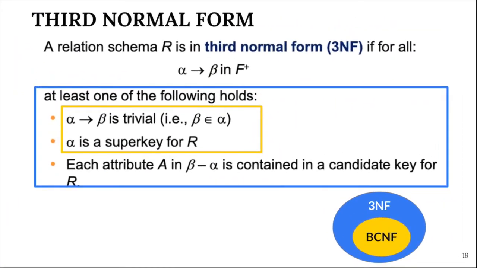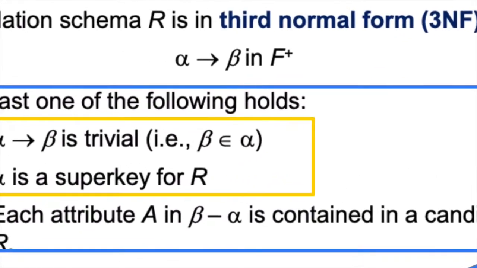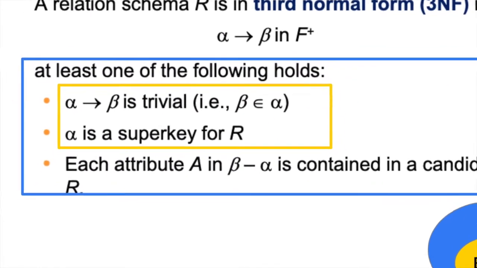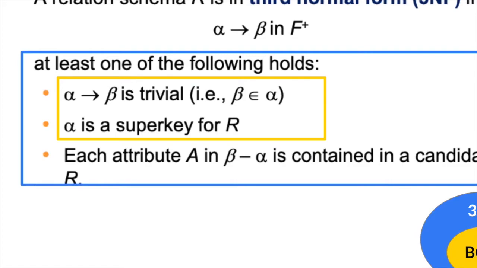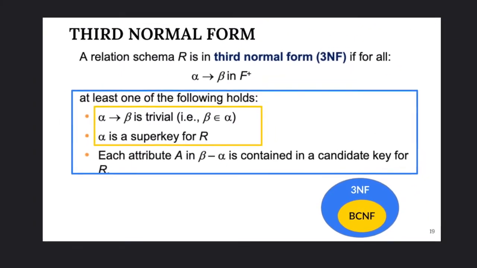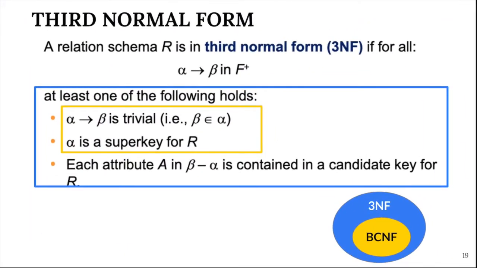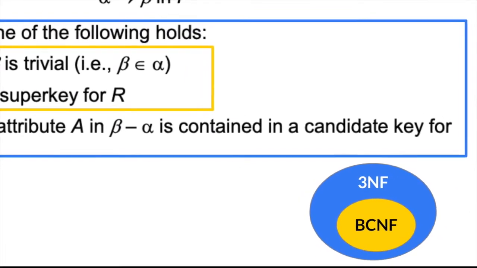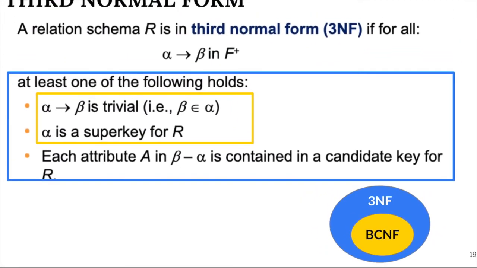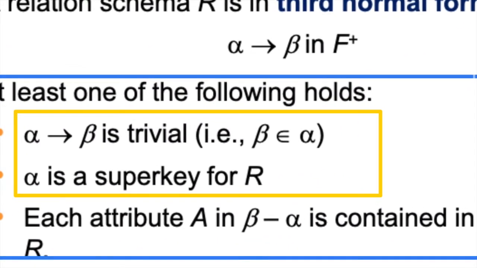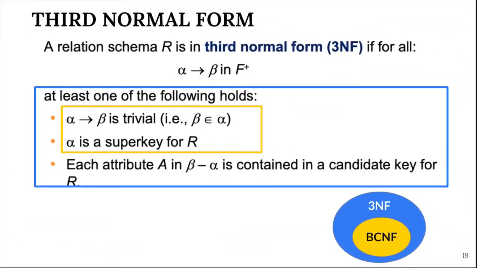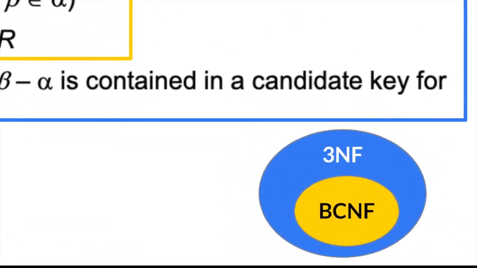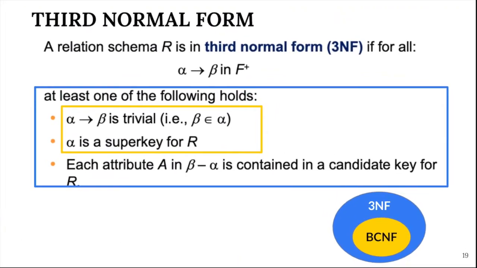So, kahit na isa dito sa dalawa, or itong third lang yung nasatisfy niya, then it is in third normal form. So, kapag kayong third item lang yung na-satisfy niya, it is in 3NF. Pero pagka isa doon sa first two conditions, then it is in the yellow or in the Boyce-Codd normal form.